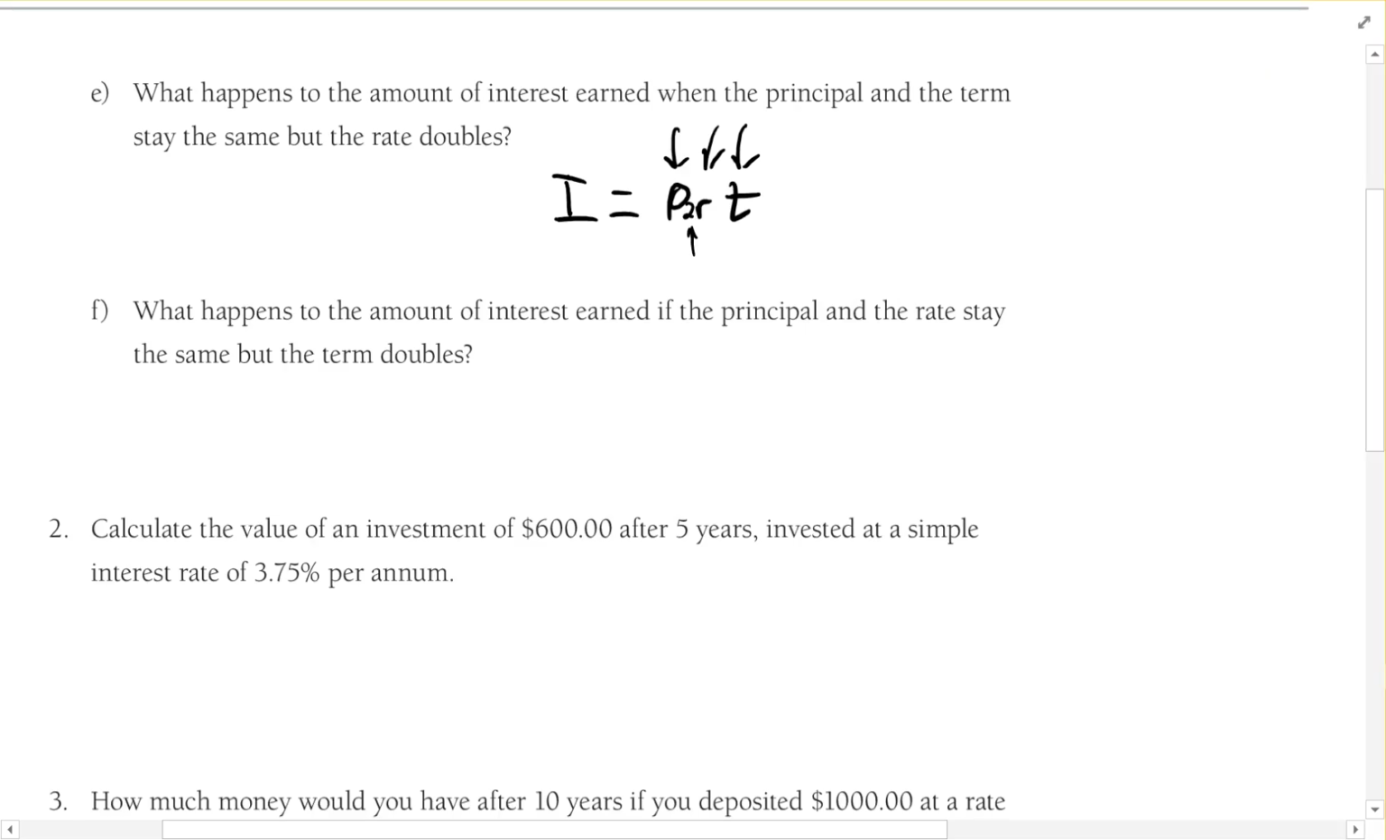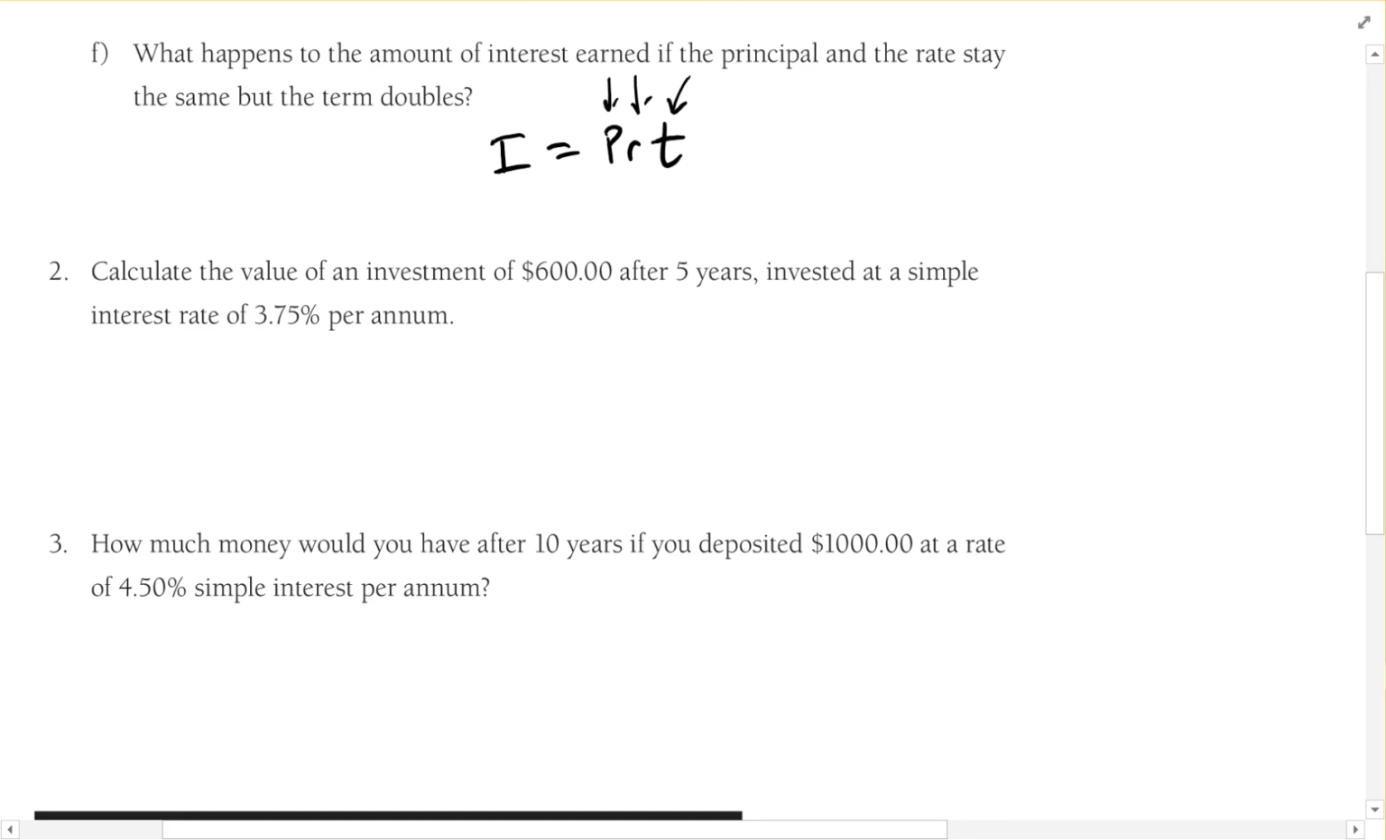F, what happens to the amount of interest earned if the principal and the rate stay the same, but the term doubles? So again, if you just look at your formula, if these two are locked in as the same number and this one doubles, we've got the same thing. It's going to double your money. You've got twice as big a number in there.